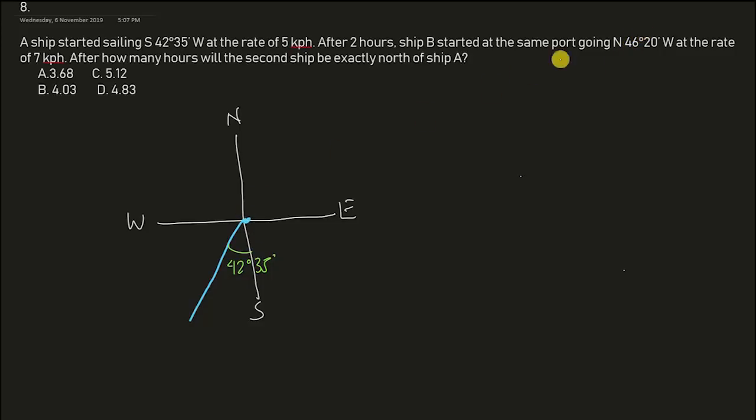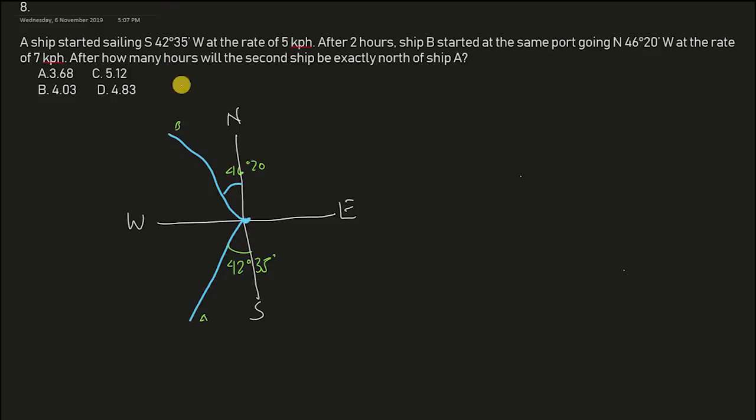Going north, 46:20. So north, magsisimula sa north. Magme-measure tayo ng 46:20. So ito guys, yan, that's 46 degrees 20. Now, after how many hours will the second ship be exactly north of ship A? Ibig sabihin, kapag north yan ng ship A, ito yung ship A, ito yung ship B. This is A, this is B.